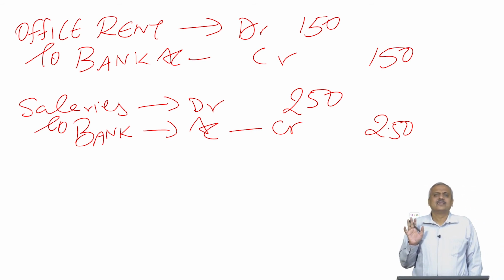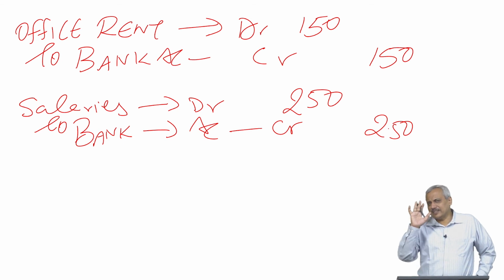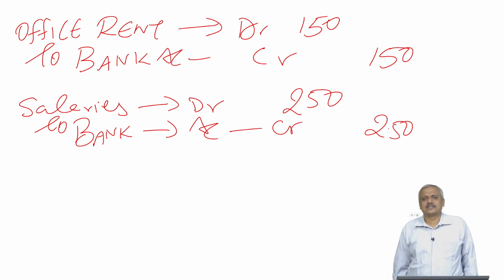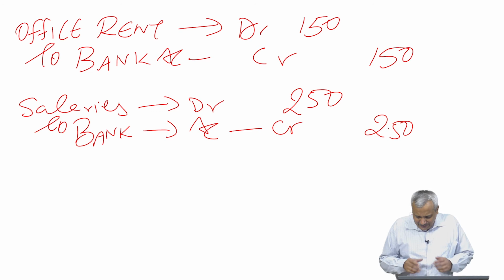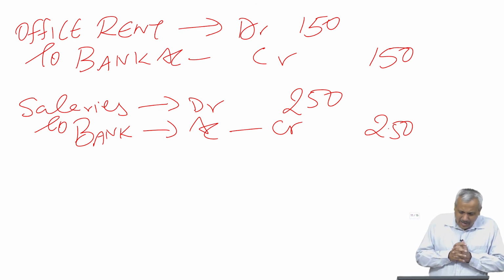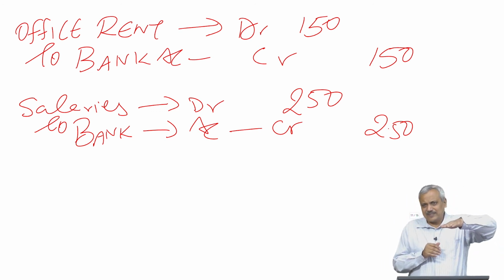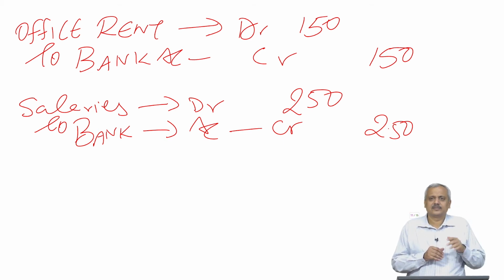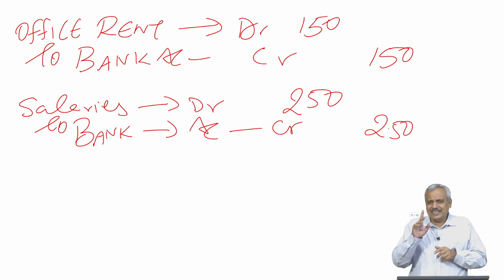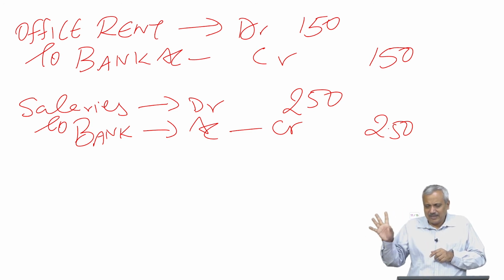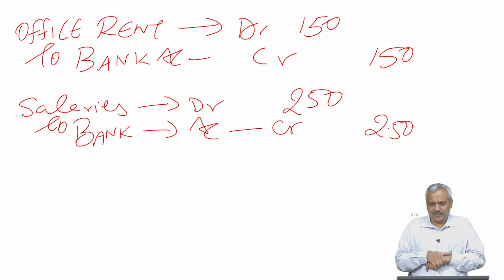That is all. Visualize how this will affect the balance sheet. Bank account has gone down, so your asset balance comes down by $250. Salaries is an expenditure, so it will not appear in the balance sheet. It will appear in the P&L account as an expenditure, and then your profit comes down to the extent of 250 rupees.